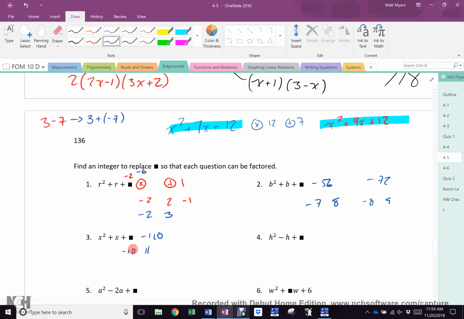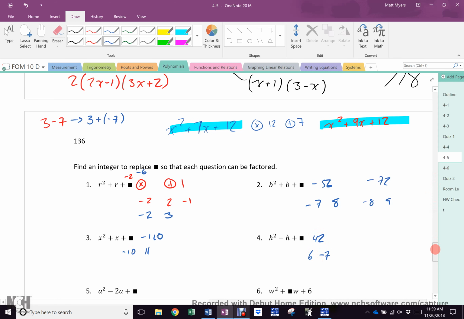The negative's in the middle. So what has to change? Subtract it. Give me a number that could go there. 42, which would be 6 and 7. Where would the negative go this time? With the 7. It's got to go with the bigger number. Right? Okay, you guys do 5, 6, 7, 8.